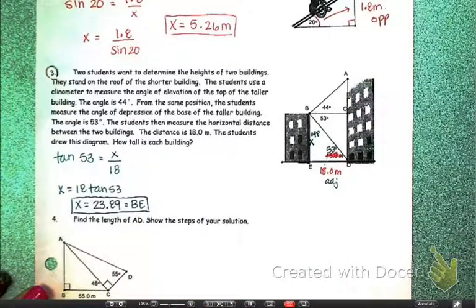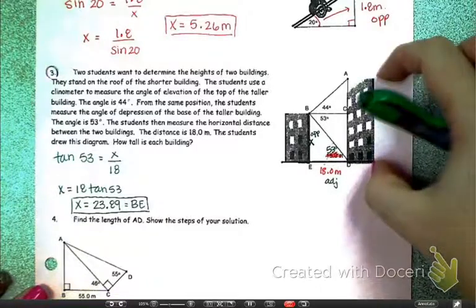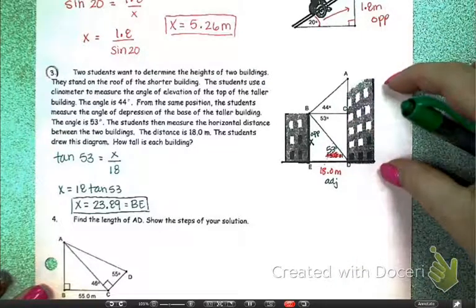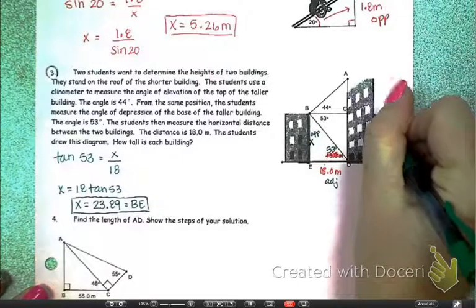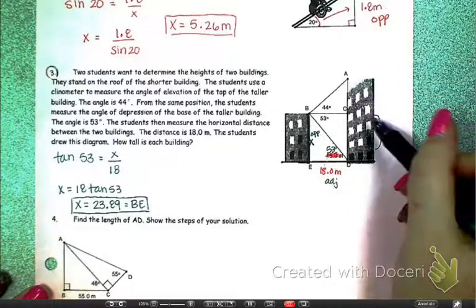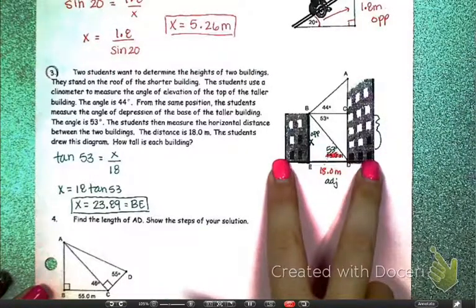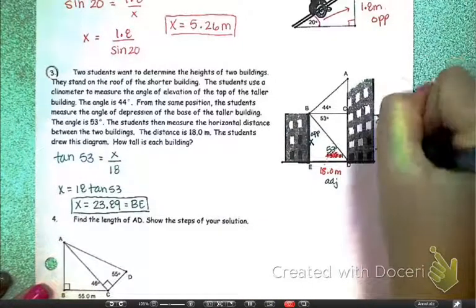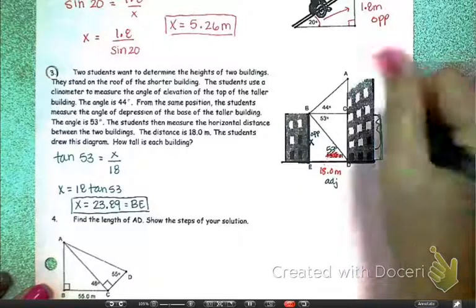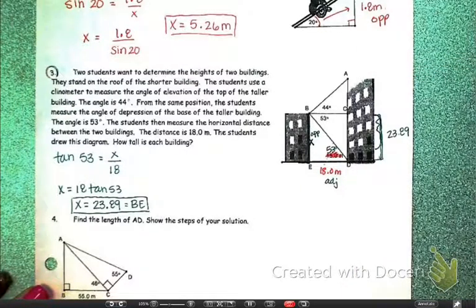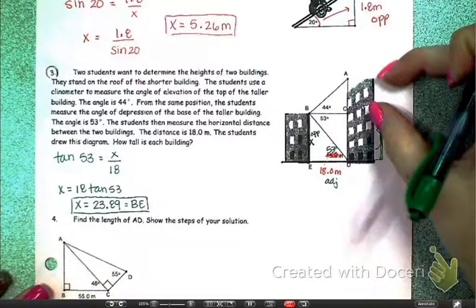Now let's process through what information I need to find the height of this building. Is there any piece that I know from this building? What do I know? I know DC. I know from here to the bottom. Why? It's the same height as the short building. Do you all see that? So I know that this piece here is 23.89. So what do I really need to find? I need this top piece. I need AC.